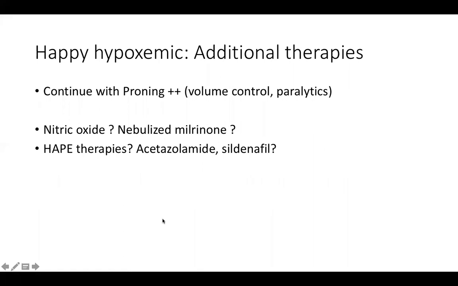The additional therapies that we've been doing in the ICU, for the silently hypoxemic or happy hypoxemics, they're very responsive to proning. So if your PaO2/FiO2 ratio is less than 150, you should prone them. For that, you need to switch them to volume control, and most of the time you need to paralyze them. I know in the ICU we've been trying nitric oxide. We could try nebulized milrinone. I'm not sure about the pathophysiology and why it's going to help, but I know we've been trying that in the ICU. Next slide.